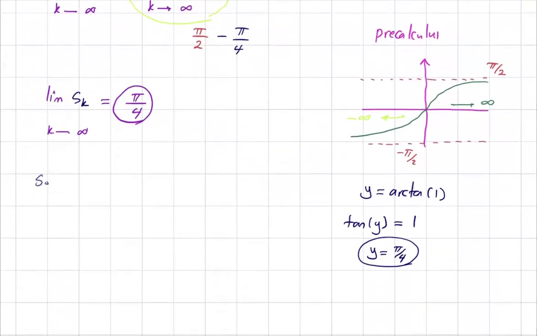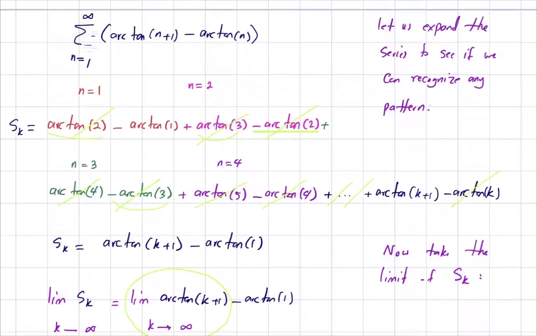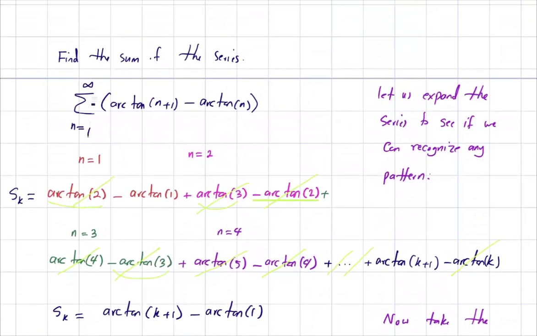So if we add the terms of the series, it is convergent to pi over 4. So let us summarize what we did here. We are finding the sum of the following series: inverse tangent of n+1 minus inverse tangent of n, n starts from 1 and goes to infinity. We decided to expand the series to see if we can recognize any pattern.